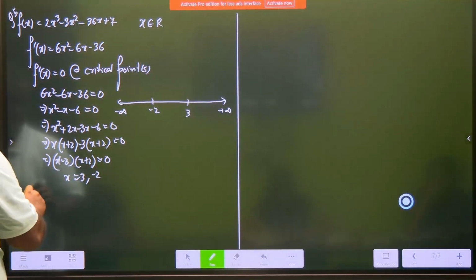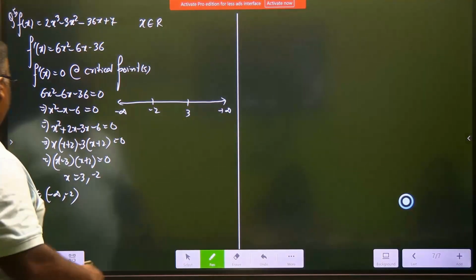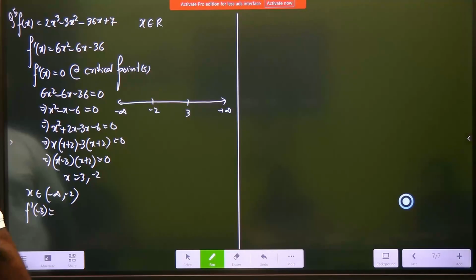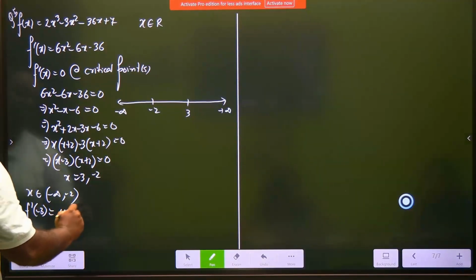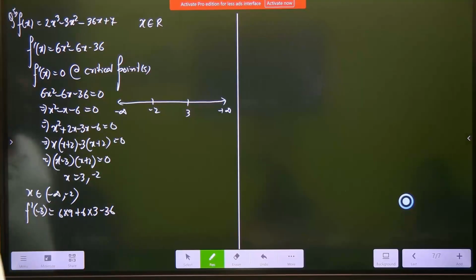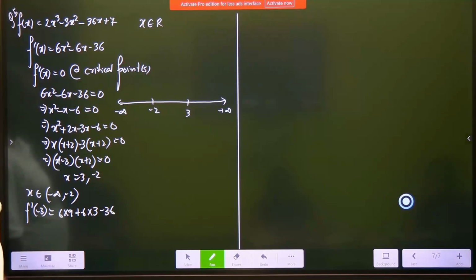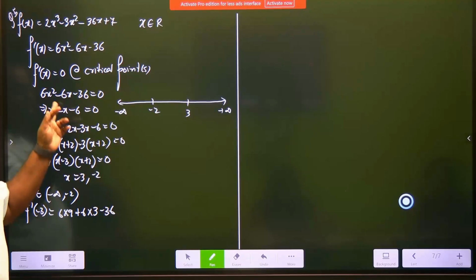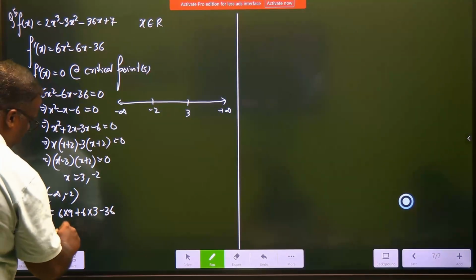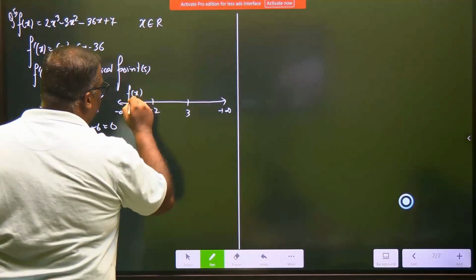So I have minus 2, I have 3, negative infinity, positive infinity. Let's start checking. X belonging to negative infinity, negative 2. What should we take? Negative 3. So let's check f dash negative 3. 6 into 9 plus 6 into 3 minus 36. Negative 3 square is 9, 6 nines are 54, 54 plus 18. So this is positive. There's no point in solving it fully; you just need to see whether it is positive or not. Positive. So in this, f(x) will be increasing.